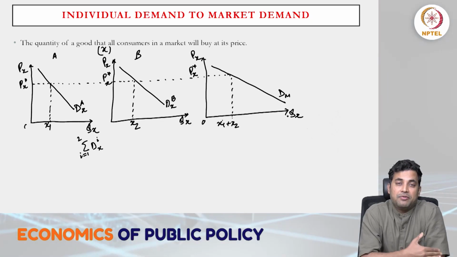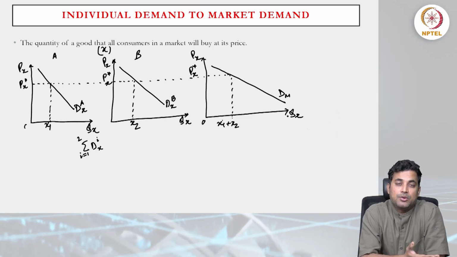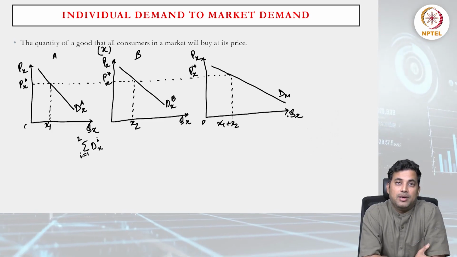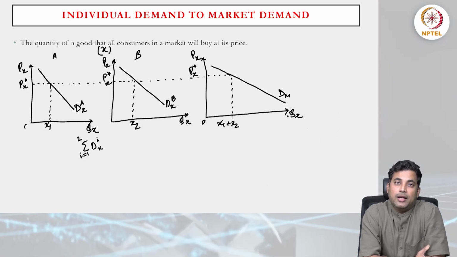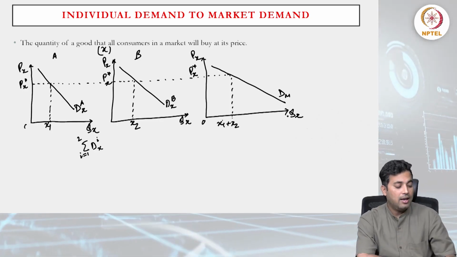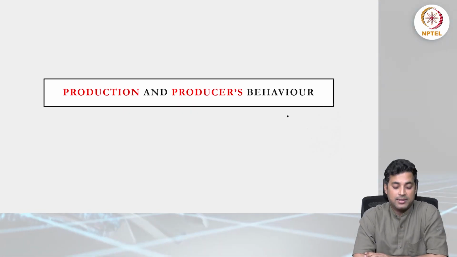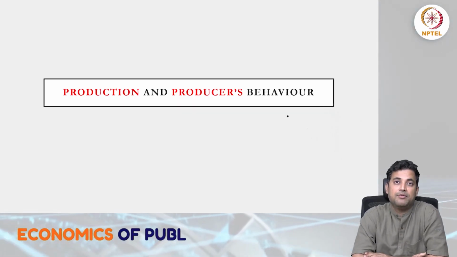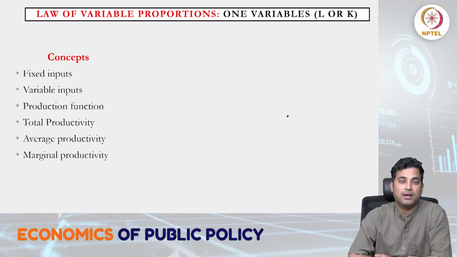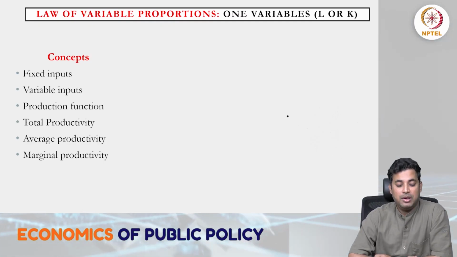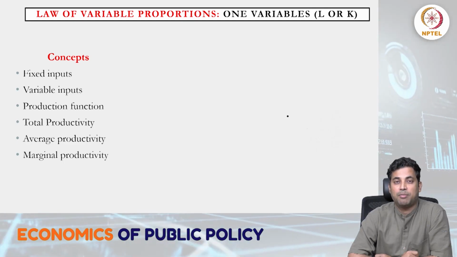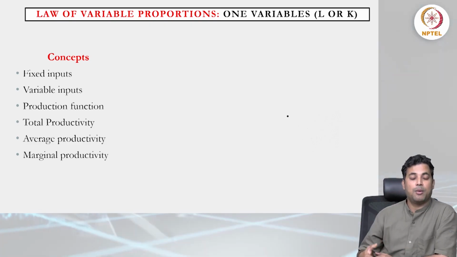And if individual preferences change, then one individual's quantity will also change, but the summation of all the individuals will be demanded in the market, and accordingly it will be supplied by the producers. So before moving to the supply curve of the market, let us first try to understand production and the producers' behavior. We will not discuss at length production functions and production behaviors and every detail, but we'll discuss a couple of points that we require for public policy and the economics of public policy.